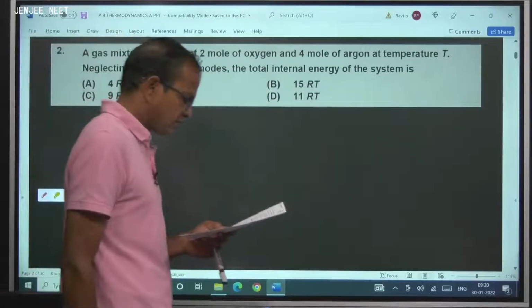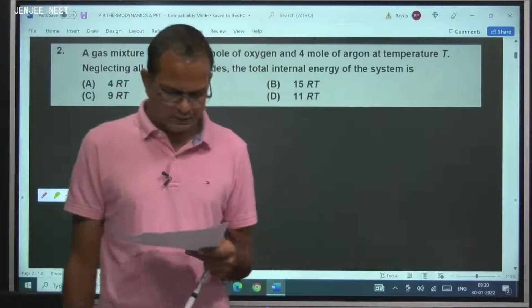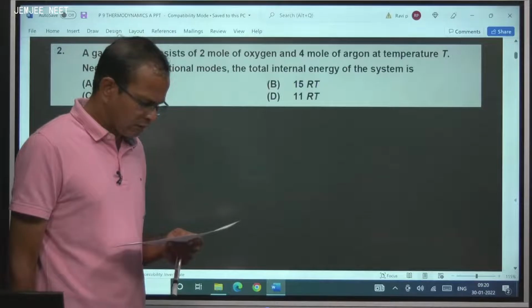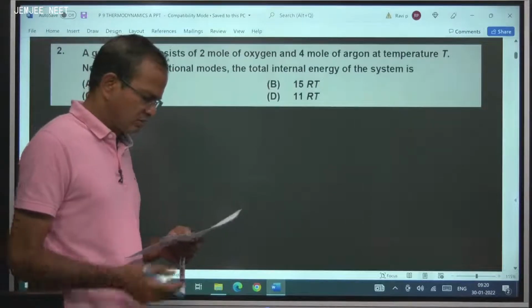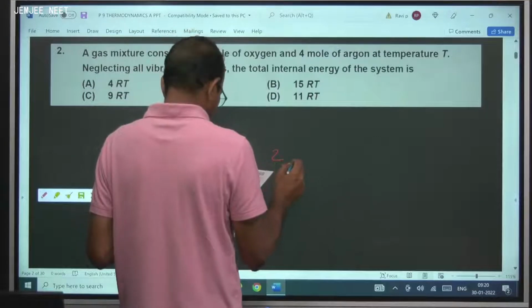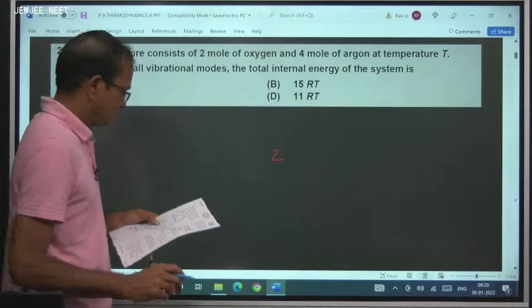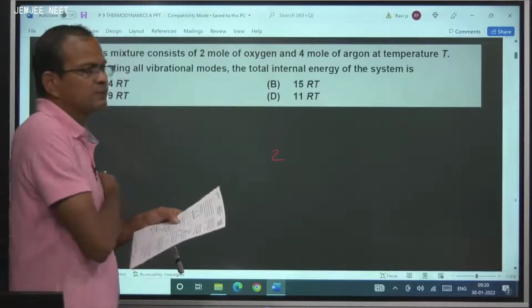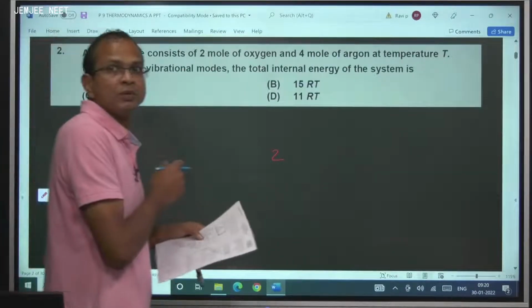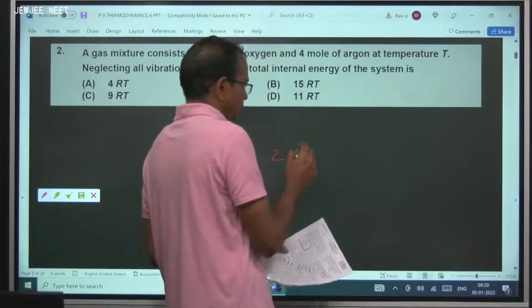A gas mixture consists of 2 moles of oxygen and 4 moles of argon at the temperature T. Neglecting all vibrational modes, the total internal energy. Very good. 2 moles of oxygen. Oxygen is diatomic. What's the degree of freedom? 5.